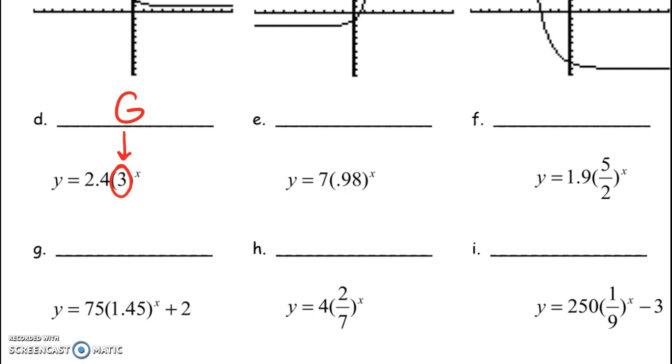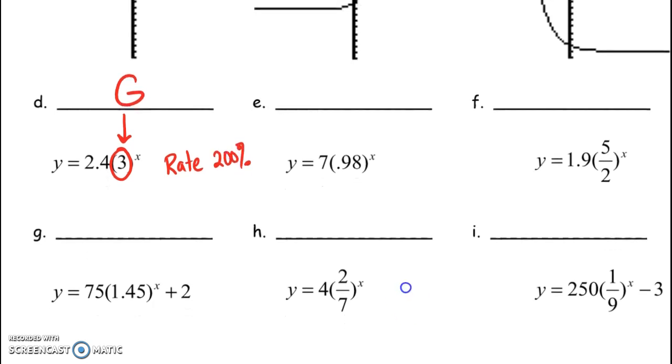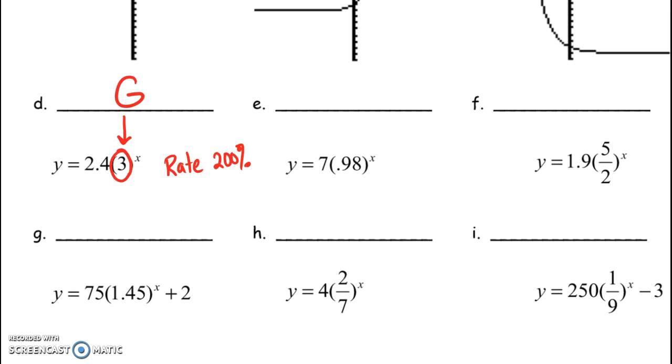Anybody want to tell me what the rate would be if the factor is 3? That would have a rate of how much more than 1 is 3? 2. Write that as a percentage. 2 times 100, 200%. E, Jax, was that a growth or decay? Decay. I looked at what? The base, which was 0.98. That's decay because it's less than 1. Anybody want to tell me what the rate would be there?